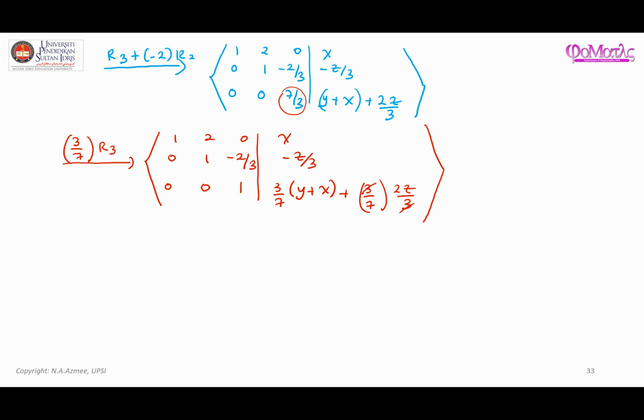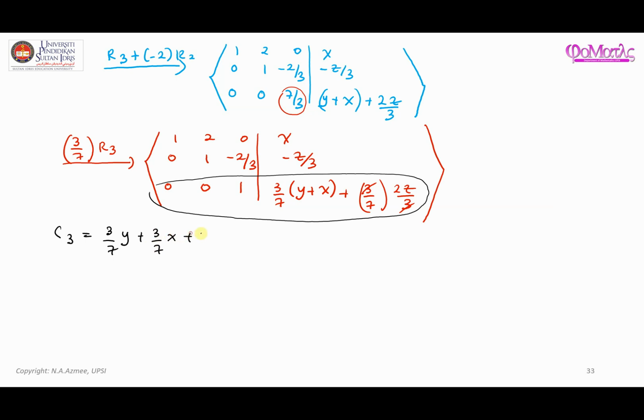so based on that, we can then consider the solution of it. So here we have C3 is equal to 3 over 7y plus 3 over 7x plus 2 over 7z. So that is the solution for C3.